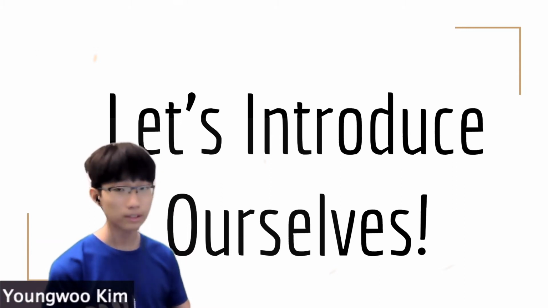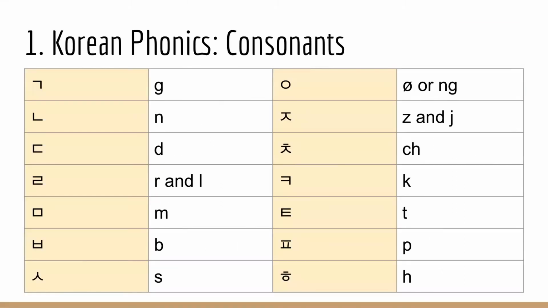Great, now let's get started. We're going to learn the Korean phonics. Let's start with the consonants because we always have consonants first when we need to write a word. The yellow column is the Korean consonants, and the white column shows the corresponding sounds. I know there are many consonants, but no worries. Today we'll look at them all briefly, step by step.